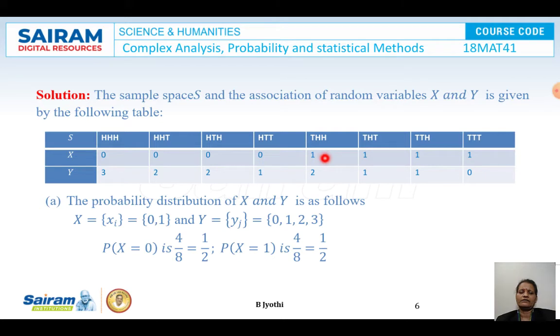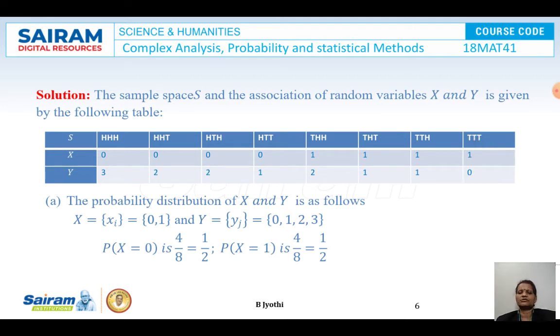And here the tail appears first, so for all of these the first appearance is tail, therefore for all of these x is 1. And the number of heads here is 2. Here the number of heads is 1. Here the number of heads is 1. And here there is no head, hence it is equal to 0.